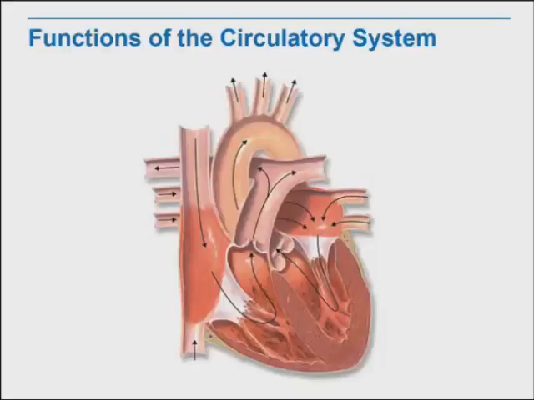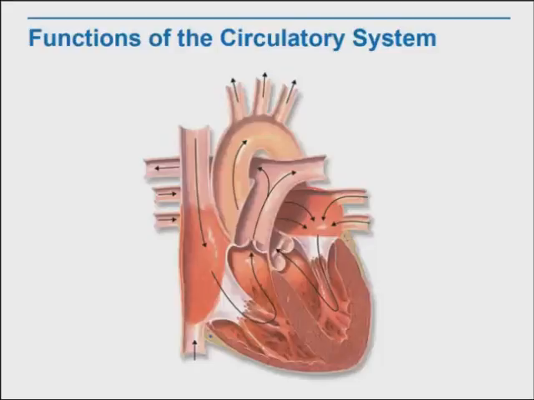The circulatory system transports oxygen, nutrients, and other substances throughout the body and removes wastes from tissue. Blood is pumped throughout the body by the heart, a hollow organ composed almost entirely of muscle. An adult's heart contracts on average 72 times a minute, pumping about 70 milliliters of blood with each contraction.